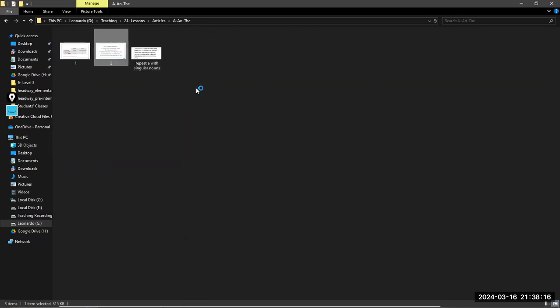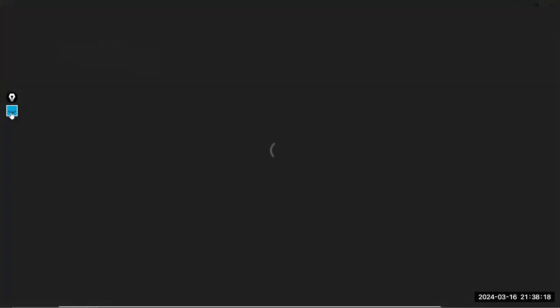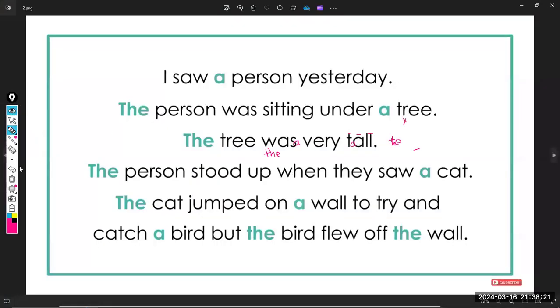This is it, exactly. Okay, let's take a look, guys, at this page. The page is saying, I saw a person yesterday. After mentioning the person, it will be known. And because it will be known, now I can use the article the. So I saw a person. The person was sitting under, I don't know the tree, so a tree. After mentioning the tree, it will be known. So he was sitting under a tree. The tree was very tall. Now I have to complete mentioning the same person by using article the. Why? Because now I know him or her.